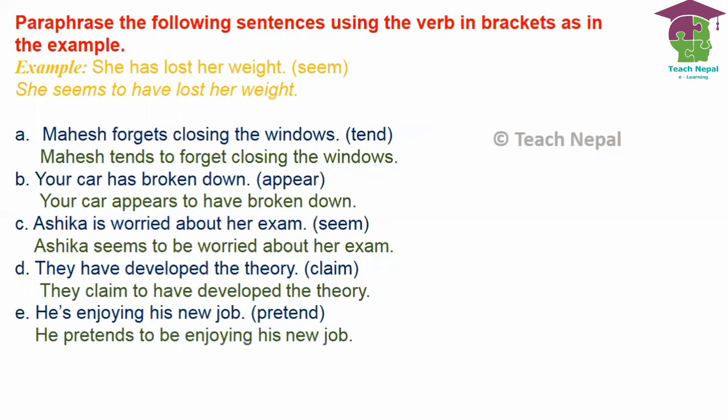Paraphrase the following sentences, it means rewrite using the verbs given in bracket as an example. Right? She has lost her weight. Seem, it means she seems to have lost her weight. Mice forgets closing the windows. Mice tends to forget closing the windows. Right? Your car has broken down. Your car appears to have broken down. In this way, you can do these things as it is shown in the example.